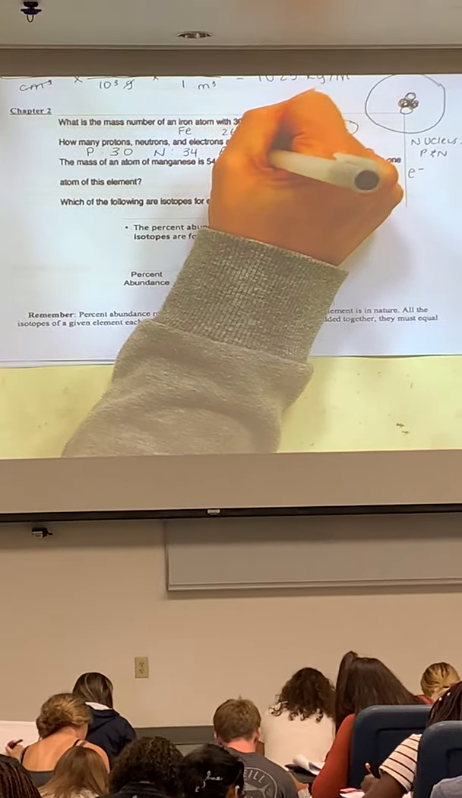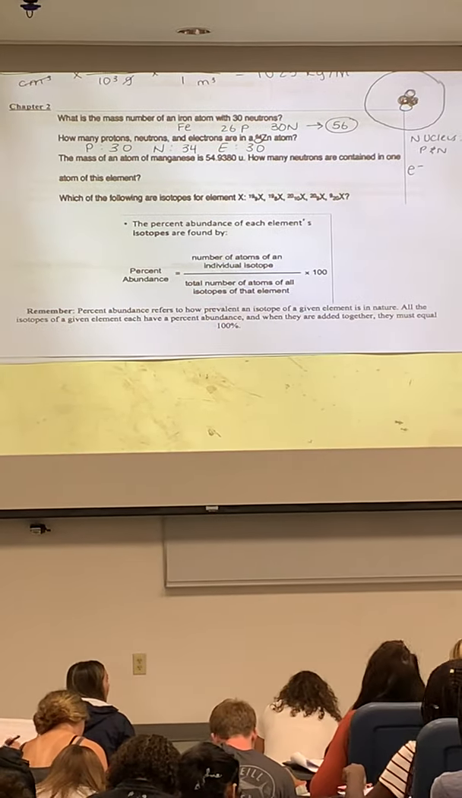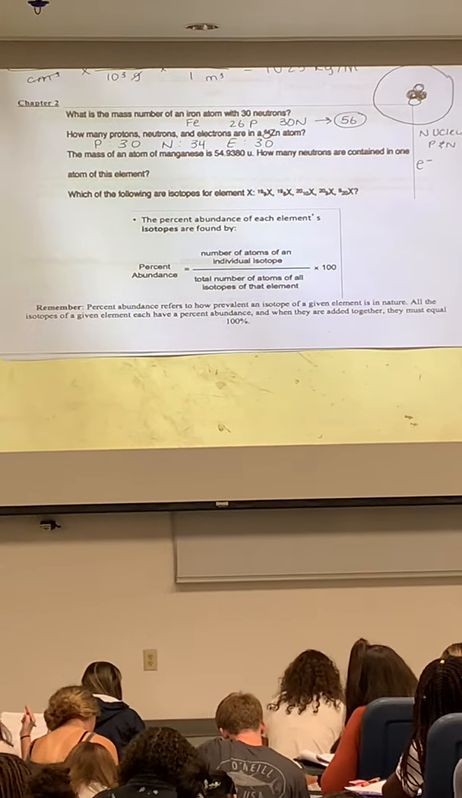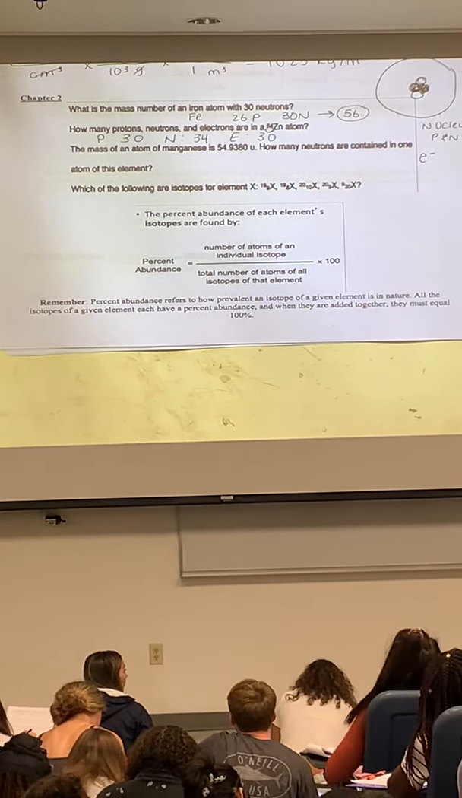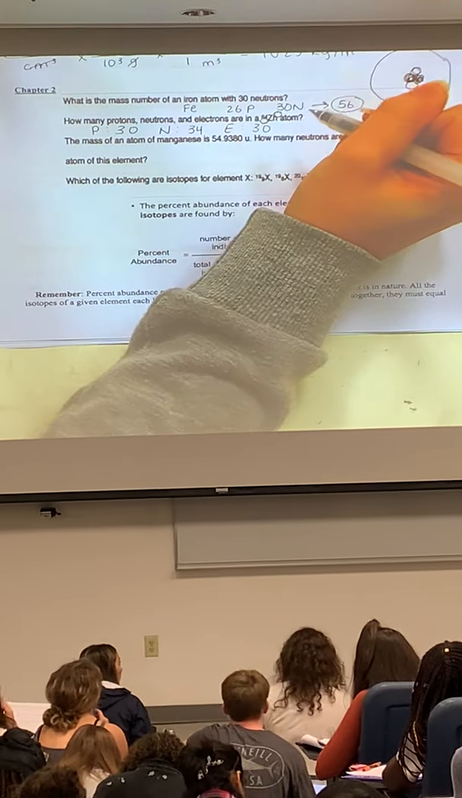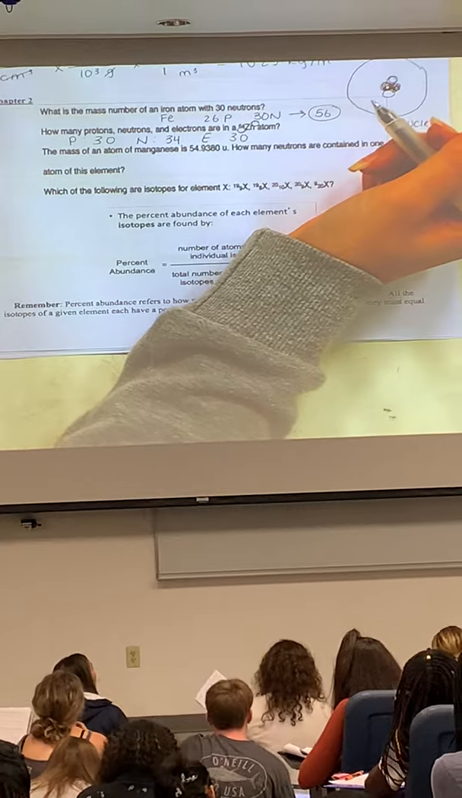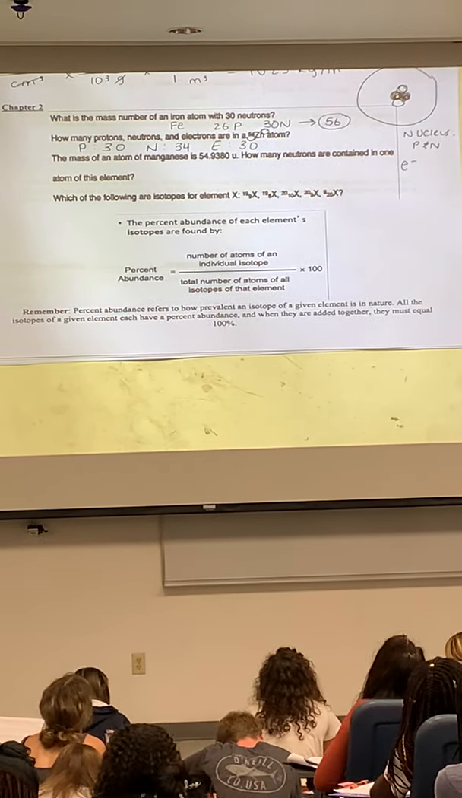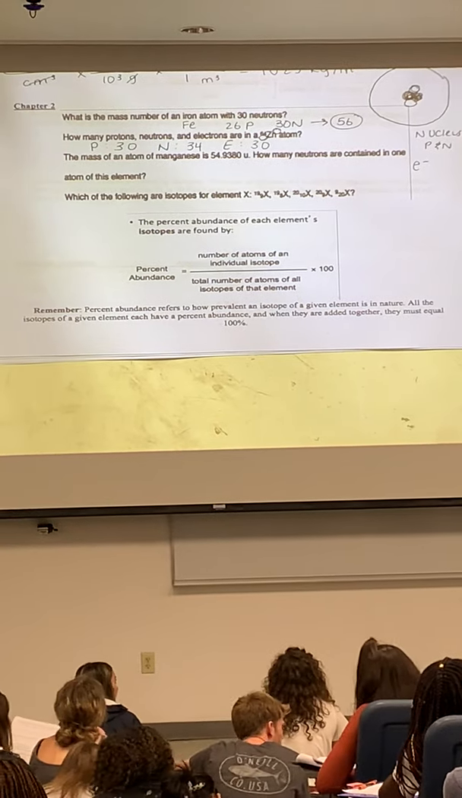Is it always going to be the same amount as the protons? Not always. In this case it is. Why? It's not an ion. So a few of you are saying it. There's no charge up here, so that means this has to be a neutral atom. All of the positive and negative charges cancel out perfectly, so it's the same as the number of protons.